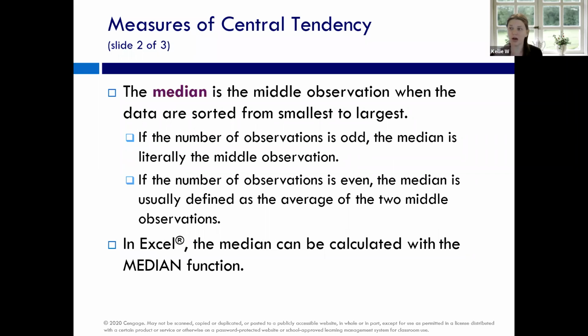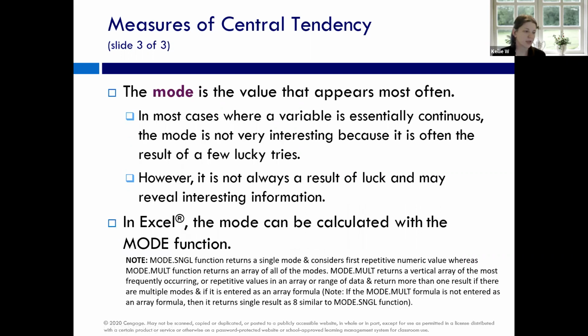If you sorted all the values from smallest to largest, it would be that middle observation. If there's an odd number, like 5 observations, then the third observation from smallest to largest is the median. If there are 6 observations, it's the average of the third and the fourth. And we use median as a function in Excel. Mode, we don't use a lot, but it just means a value that appears the most often.